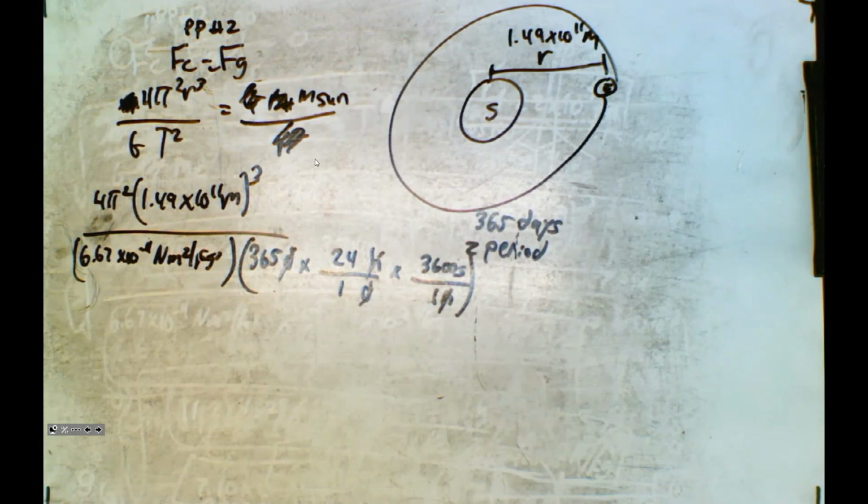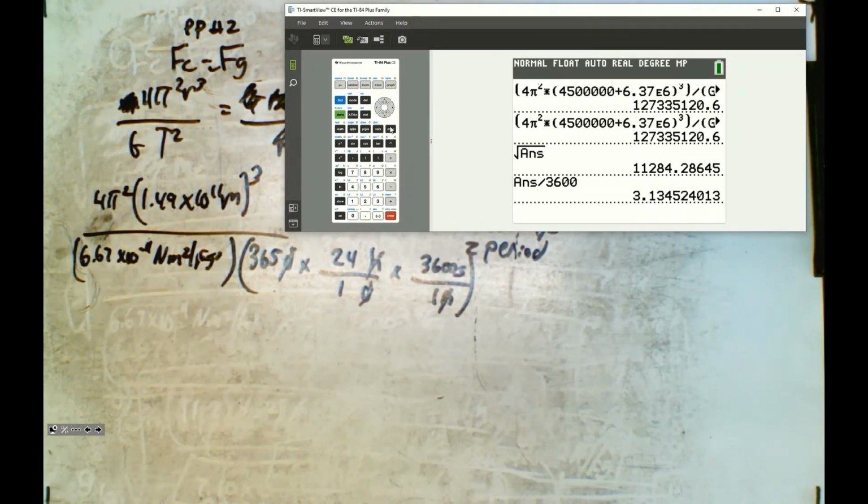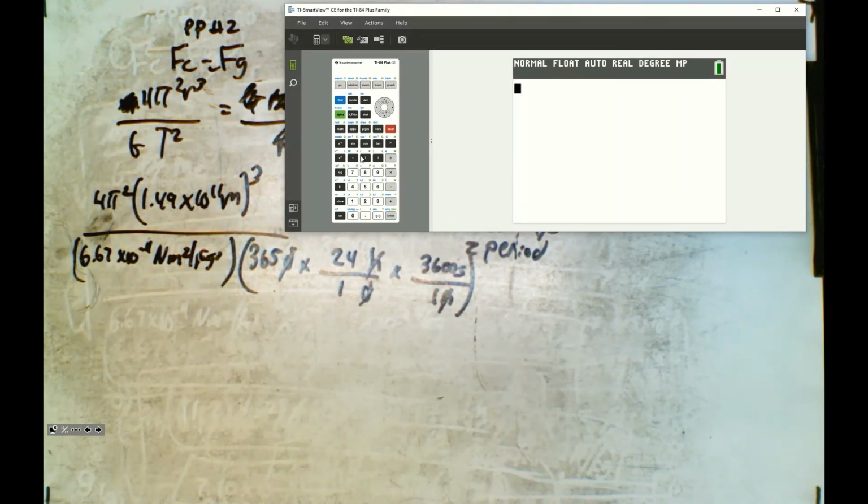And nothing is square rooted or anything like that, so we're ready to type this into our calculator. Actually, that's a pretty good spot right there. So we'll start my bracket. I'll go 4 pi squared times 1.49 times 10 to the 11. And that radius needs to be cubed, so I'll go math 3, and it'll just cube that because I put it right after it, and it's inside the brackets.